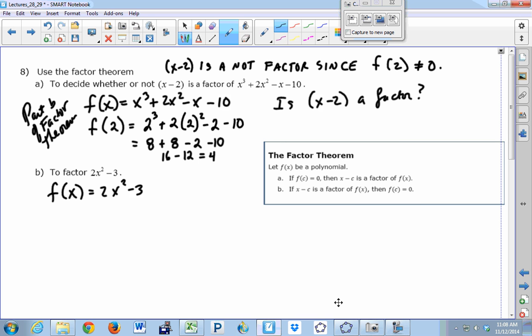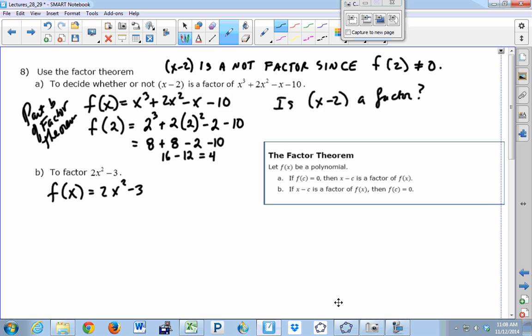What do I have to do first? Someone other than Katie Woods. What would I do to try to find a factor? Anybody? Caitlin? Set it equal to 0. Find the zeros of the polynomial function. Remember, if I know the zeros, I know the factors.